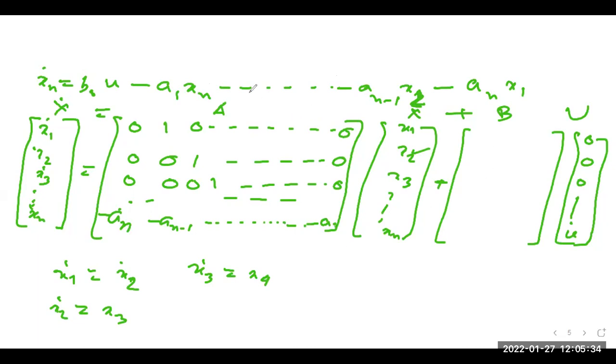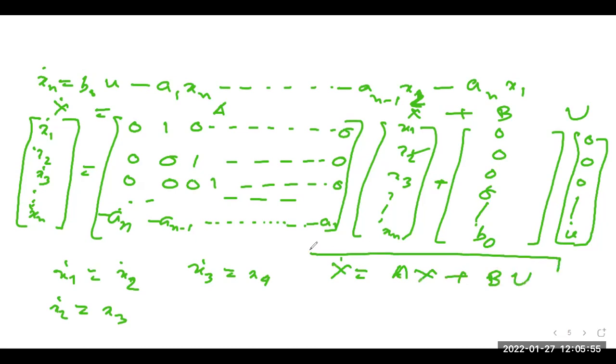Now this is b0 into u. So b0 into u means obviously this last term will be b0, and all the remaining terms will be 0. So this is the form x dot equal to Ax plus Bu. This is basically the representation in phase variable form. Any doubt from anyone? Please tell me. I will repeat that portion. No issue.